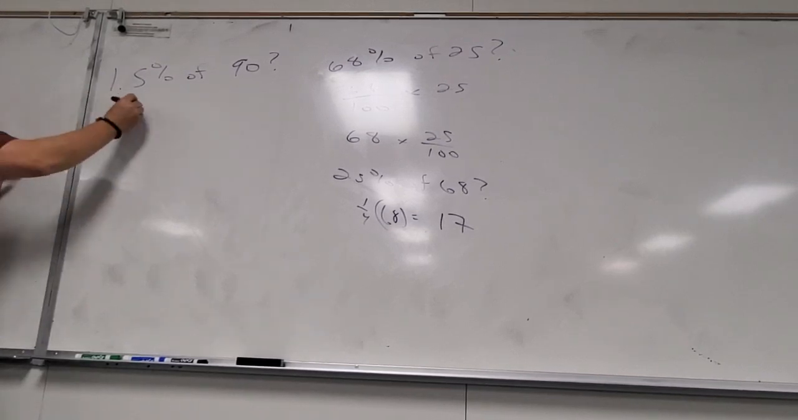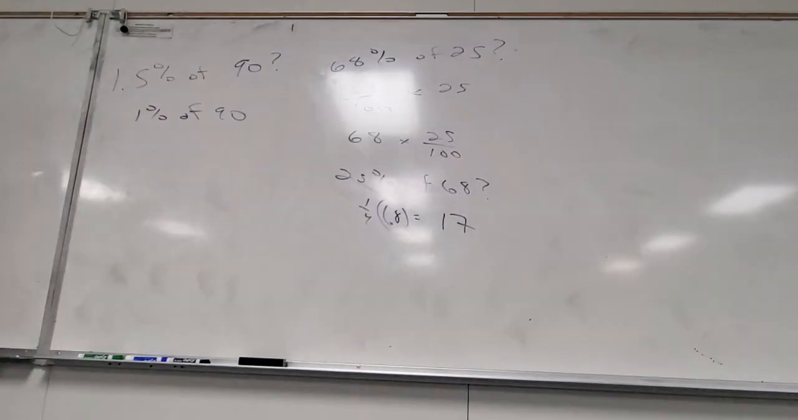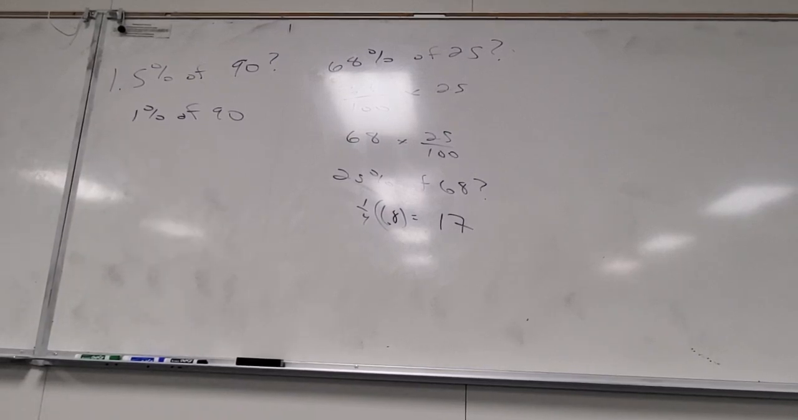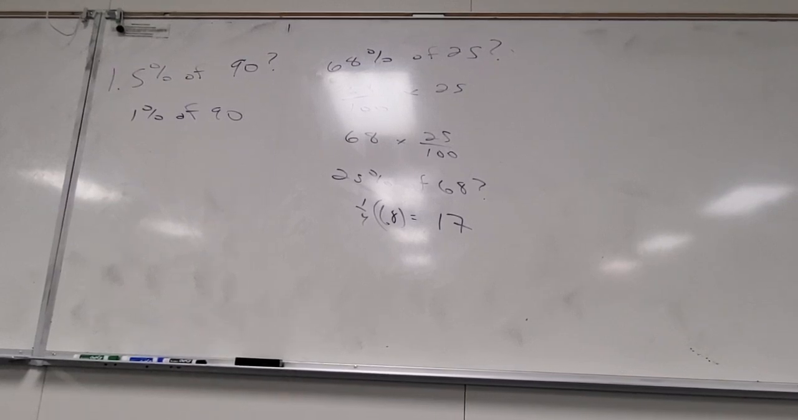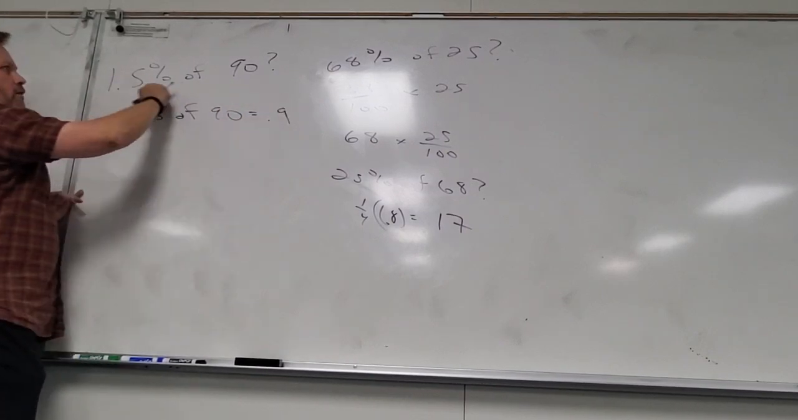What is 1% of 90? You guys know? What's 1% of 100? 1. Is everybody with me? 1% of 100 is 1. So you're dividing 100 by 100, basically. What's 1% of 90? 0.9. I love it. 1% of 100 is 1, 1% of 90 is going to be a little smaller, 0.9.